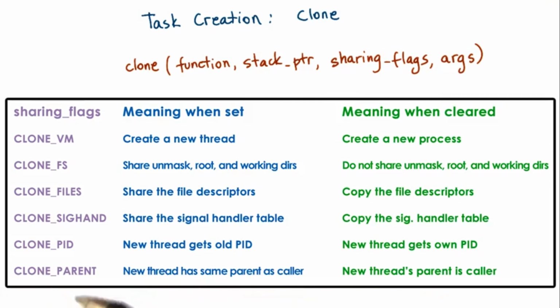If all of the sharing flags are cleared, then we're really not sharing anything between the child and the parent, and this is more similar to what we saw happens when we're forking a new process. And in some cases, various combinations make sense. For instance, you may want to share the files or something else between the parent task and the child task.